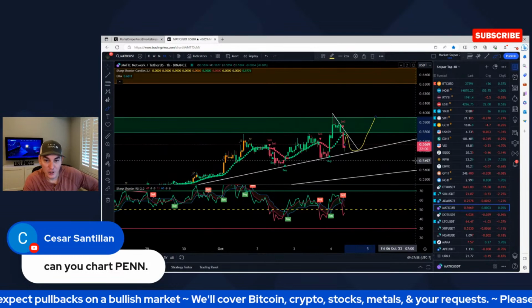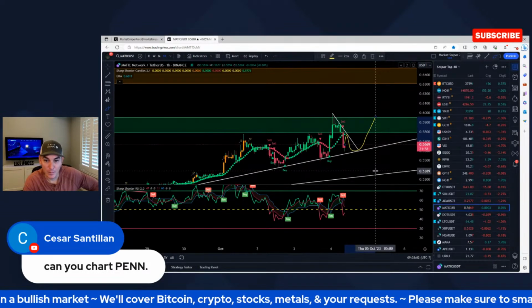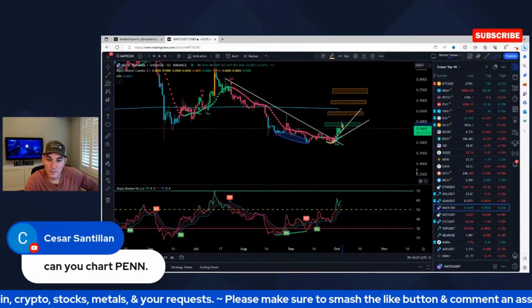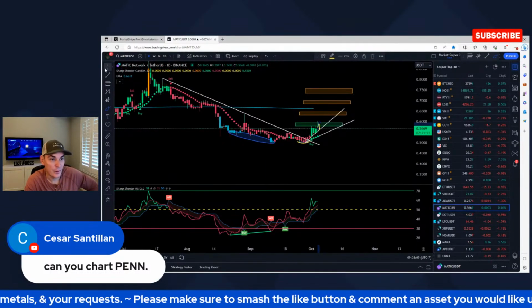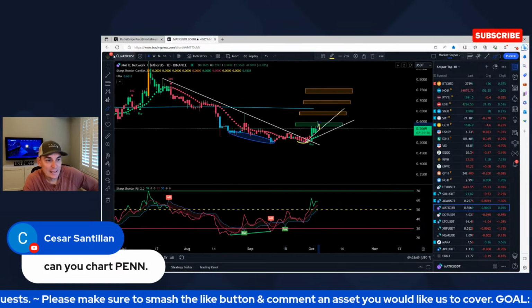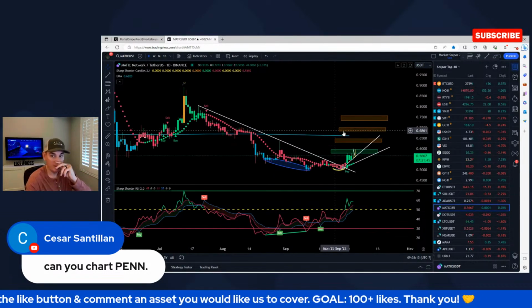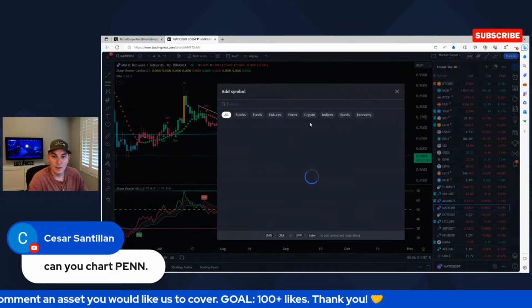The 1-hour chart is kind of choppy. Doesn't mean it couldn't come back down lower. That's kind of what I'm seeing for the lower time frame there. Not much to really see. It's kind of up and down at that point. Let's go back to PEN.